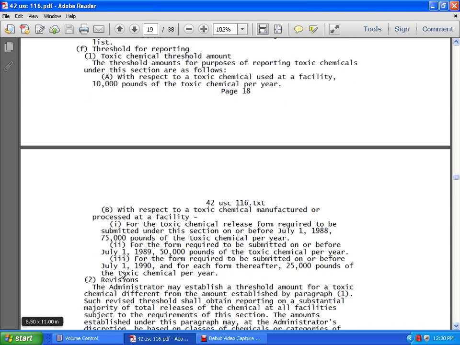With respect to a toxic chemical manufactured or processed at a facility, for the toxic chemical release form required to be submitted under this section on or before July 1st, 1988, 75,000 pounds of the toxic chemical per year. For the form required to be submitted on or before July 1st, 1989, 50,000 pounds of the toxic chemical per year. For the form required to be submitted on or before July 1st, 1990, and for each form thereafter, 25,000 pounds of the toxic chemical per year.